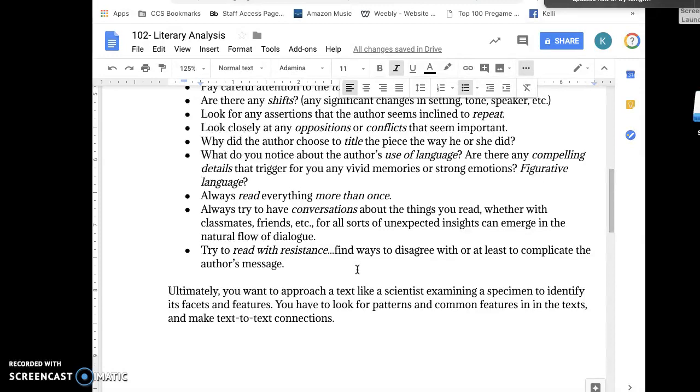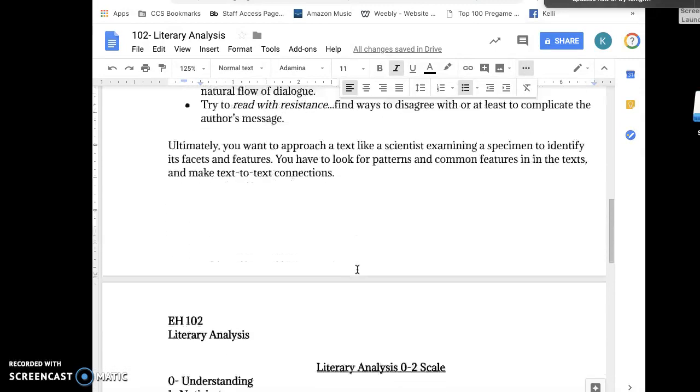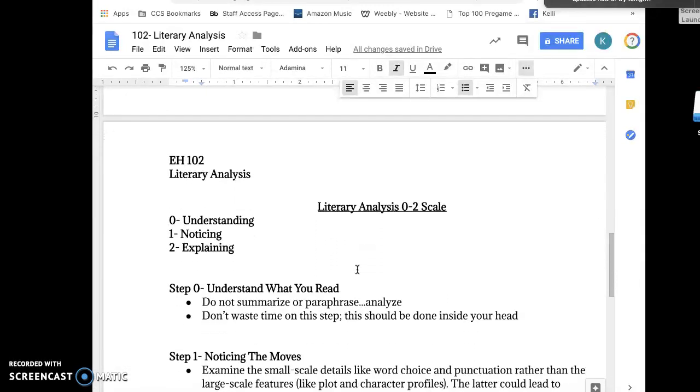And you want to continue that because that helps you identify the facets and the features of the text as opposed to just having that emotional reaction to a text. So remember to be non-biased, to read a text like a scientist would be examining a specimen. Okay, we're going to look for patterns, we're going to look for common features, and make text-to-text connections.